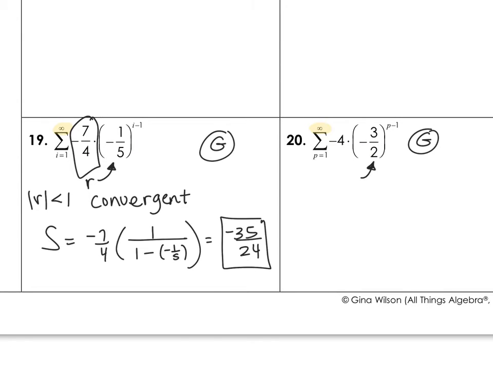On this next one, notice the absolute value of r, in this case, is greater than 1, because 3/2 is 1.5, which means this is divergent, and it has no sum. Okay, it kind of goes on to infinity. It's not converging on one particular number. It's not getting real close to one particular number. So it is only the ones with the infinity on top that you have to worry about which one is which and what you're looking for there.